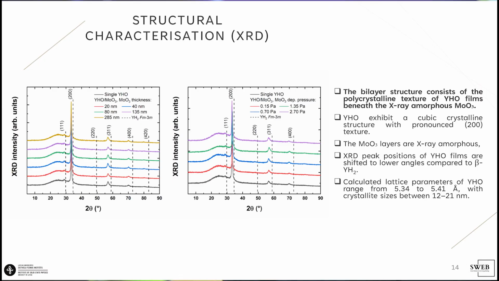And we also recalculated the crystalline size of yttrium oxyhydride. The crystalline size was between 12 and 20 nanometers.